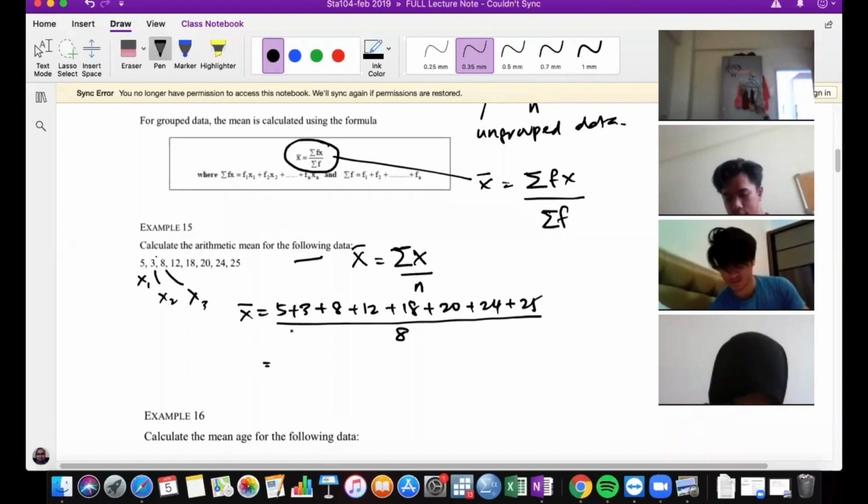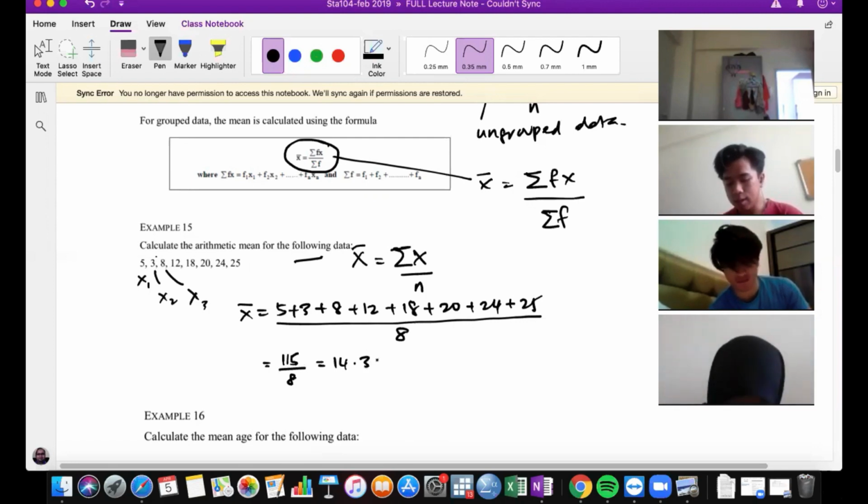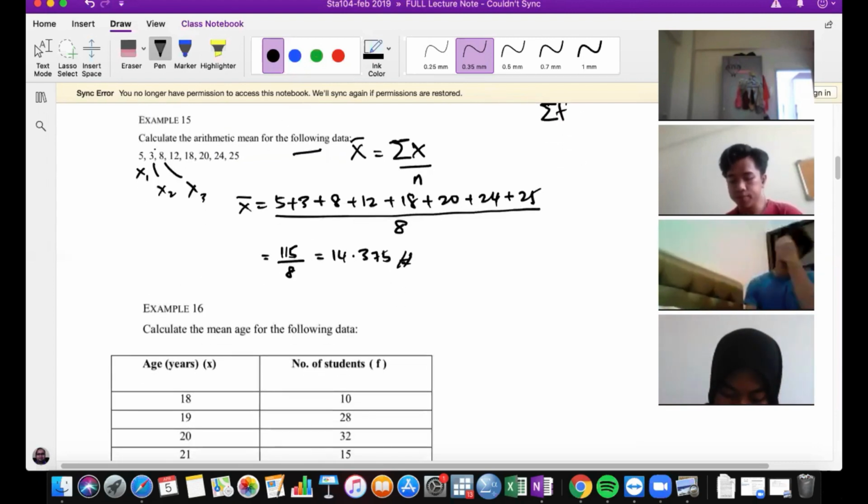So what is the value here? The total is 115 divided by 8, and this should be equal to 14.375. So this is the value for the mean of the ungrouped data. Are you okay?